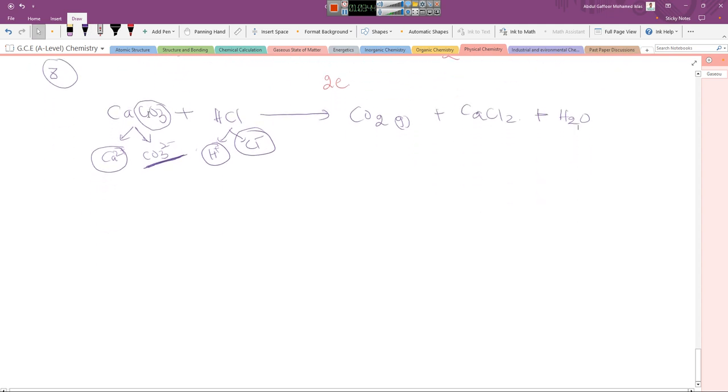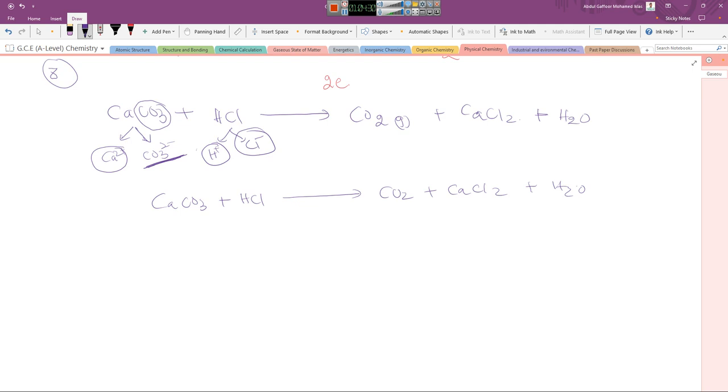Now we will see how we can balance this equation. Let me write the equation again so that I can balance it easily. Calcium carbonate plus HCl gives you CO2 plus calcium chloride plus H2O. We start by counting the number of calcium. We have 1 calcium in the reactant side, in the product side also 1 calcium. In the reactant side we have 1 carbon, in the product side also 1 carbon, no worries.